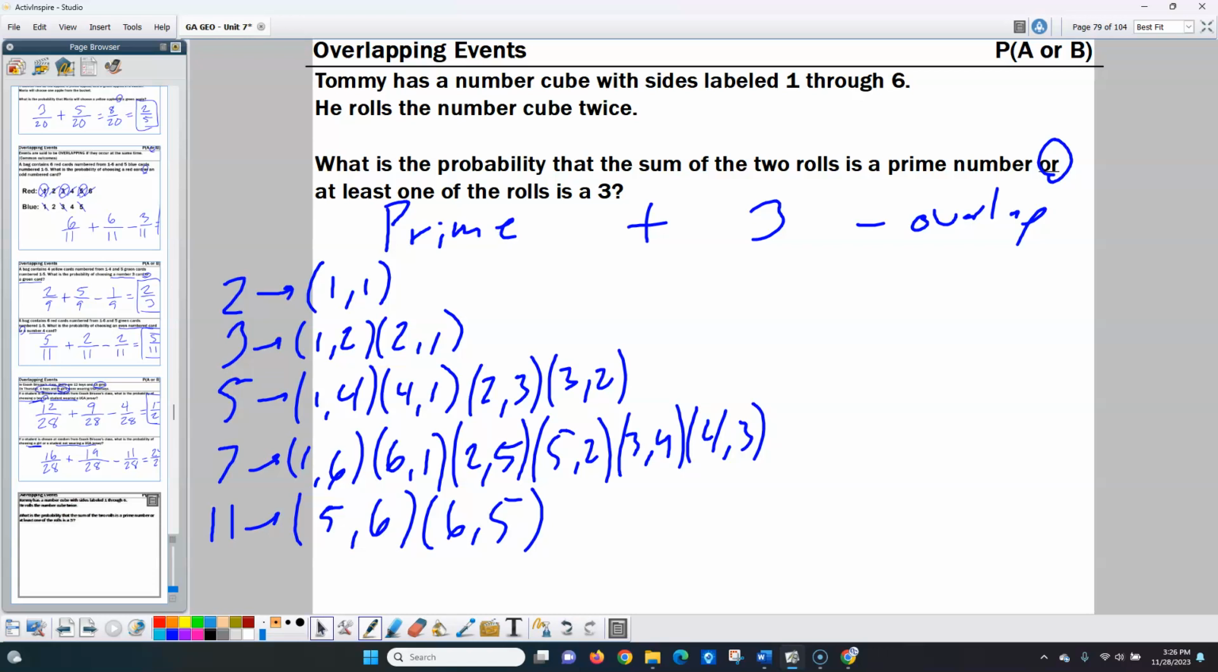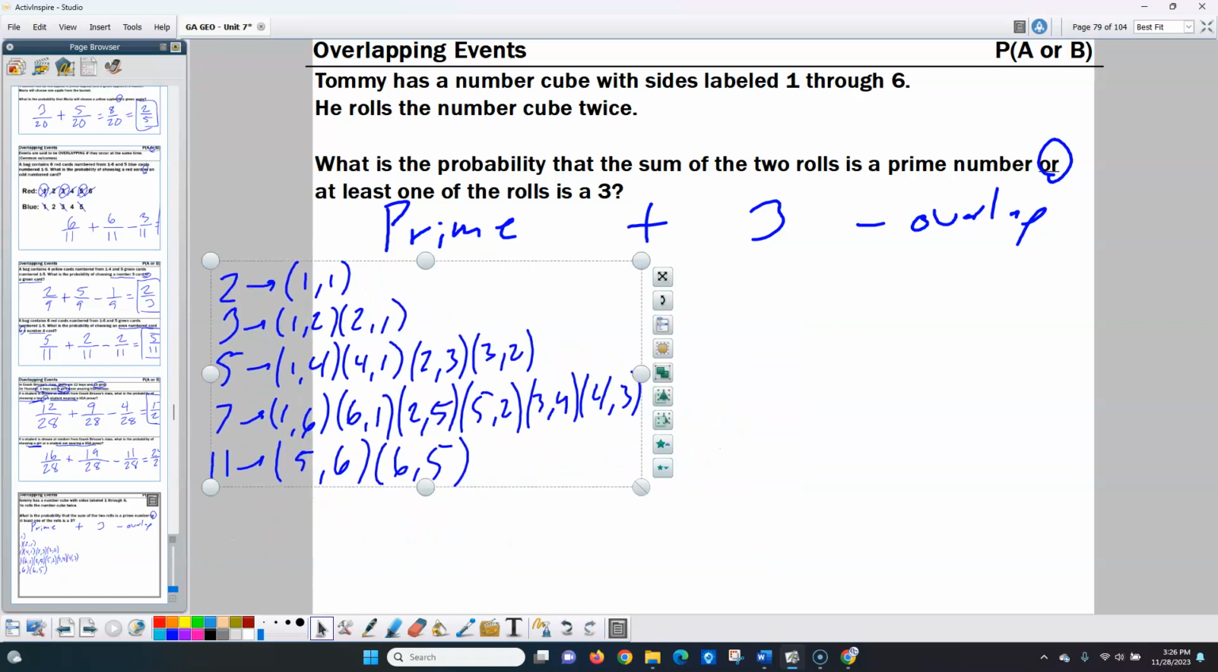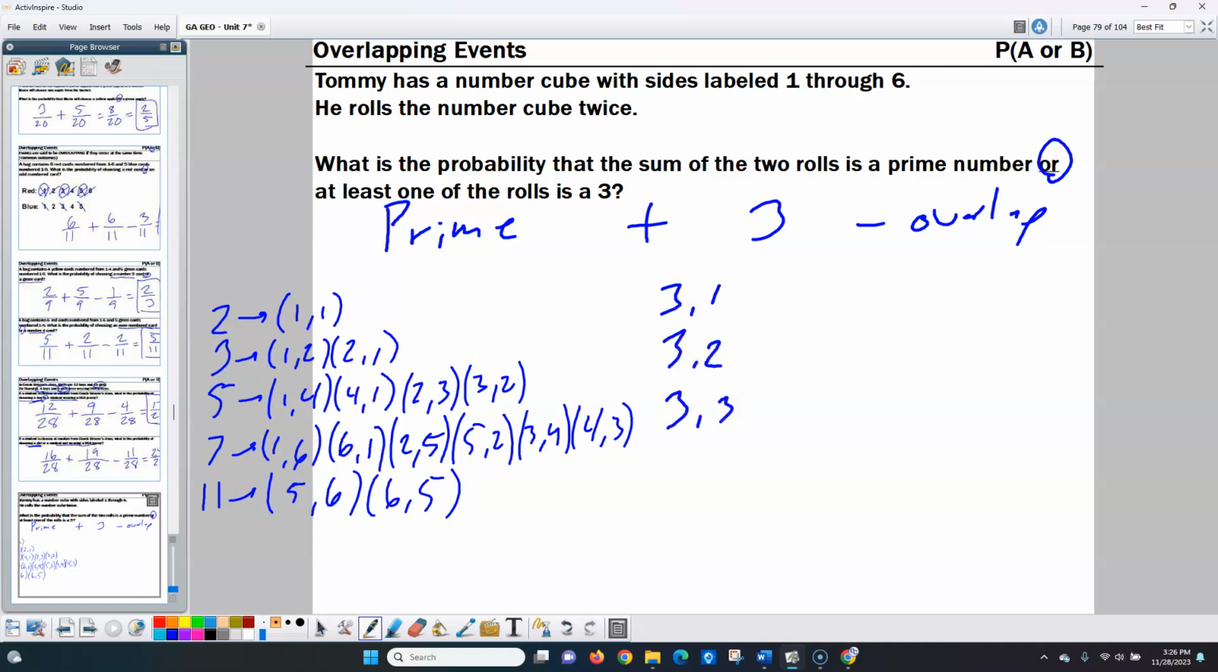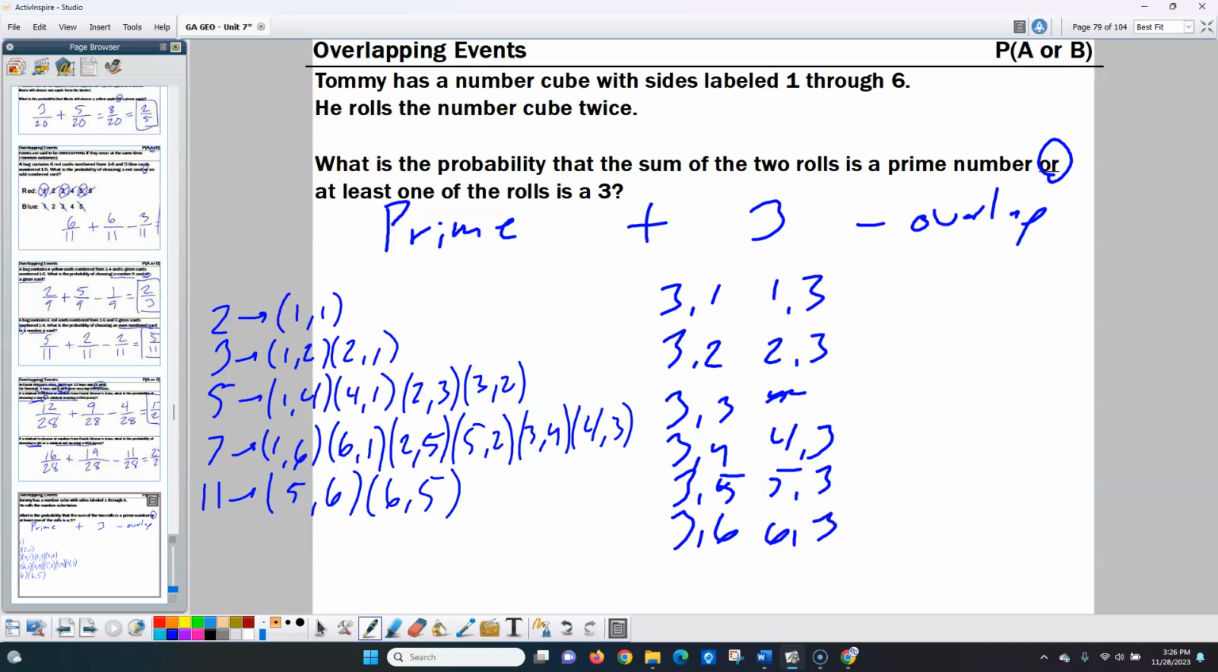Okay. I'm going to make that a little bit smaller right here. Hopefully it will work out. Okay. This is the way I can roll a prime number. Next. It says at least one of the rolls is a 3. Well, we did this the other day, where at least one of the rolls is a 3. So I got what? 3, 1, 3, 2, 3, 3, 3, 4, 3, 5, and 3, 6. But I also got 1, 3, 2, 3. Not going to write 3, 3 again. 4, 3, 5, 3, and 6, 3.